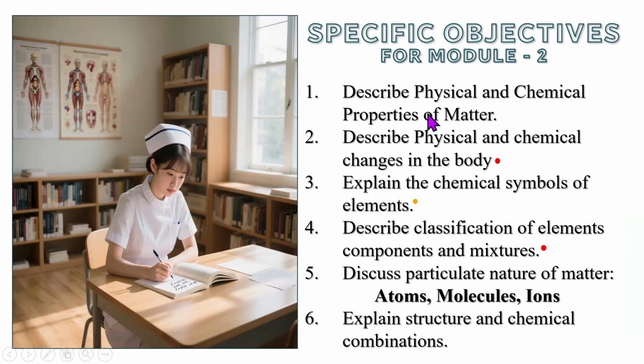Number 1, we will describe the physical and chemical properties of matter. Number 2, we will describe the physical and chemical changes that take place in our body. Number 3, we'll explain the chemical symbols of elements. Number 4, we'll describe the classification of elements, compounds, and their mixtures. Number 5, we'll discuss the particulate nature of matter, which are atoms, molecules, and ions. Number 6, we will explain the structure and chemical combination of a few elements.